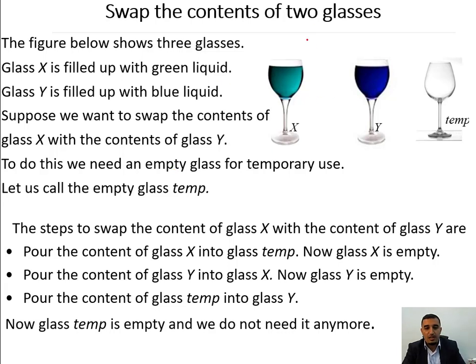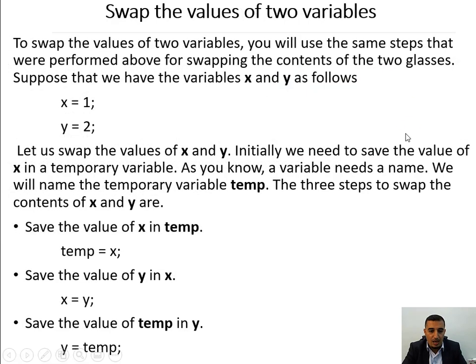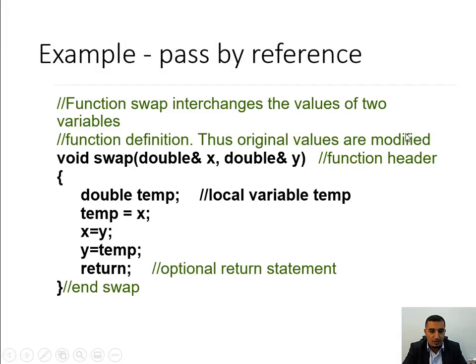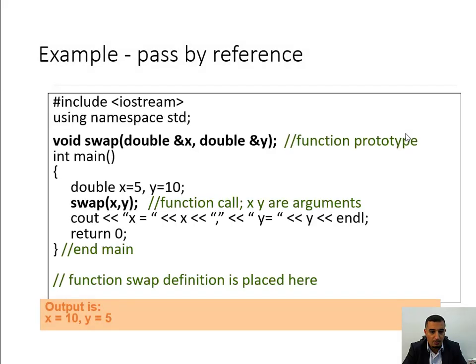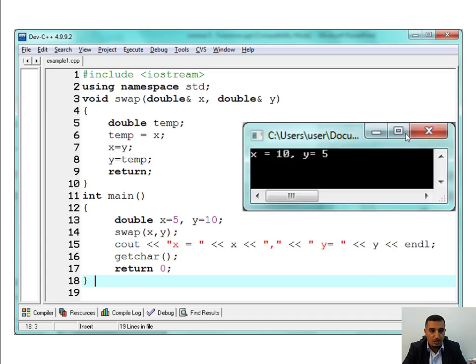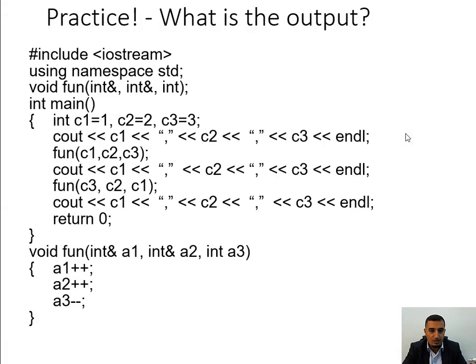Now this is another example where we want to swap the contents of glass X and glass Y. So we need a temporary glass, and this example is explained over here. Again, more examples on passing by reference. Okay, this is an example where we want to see what the outputs of the functions are.